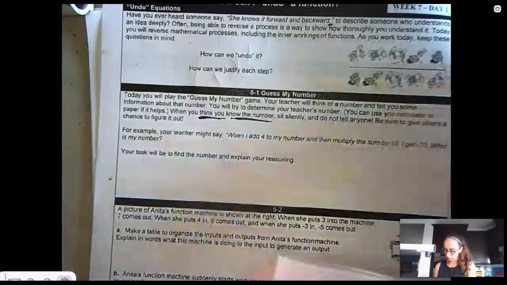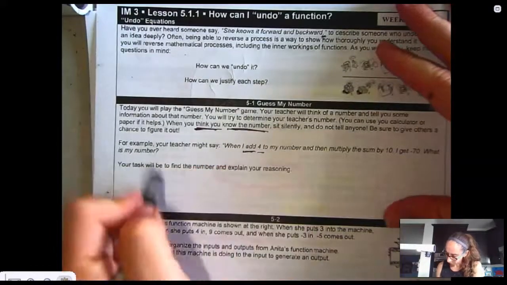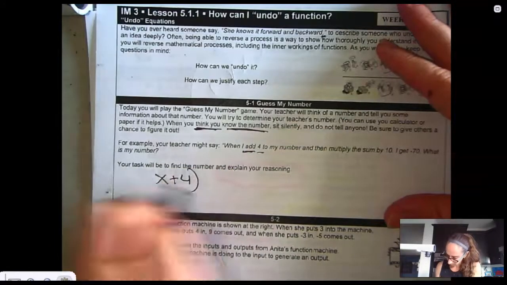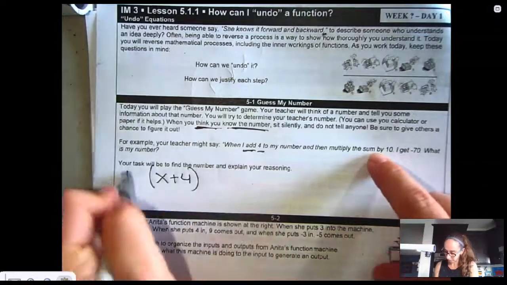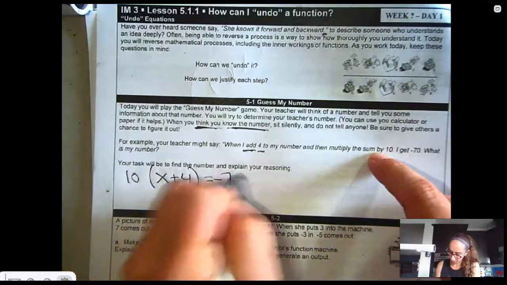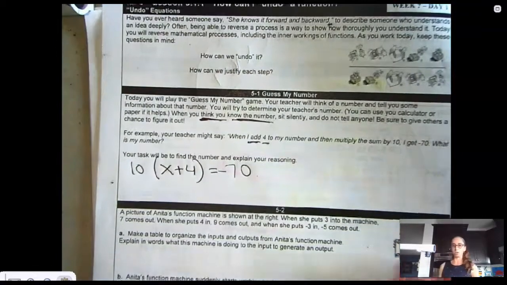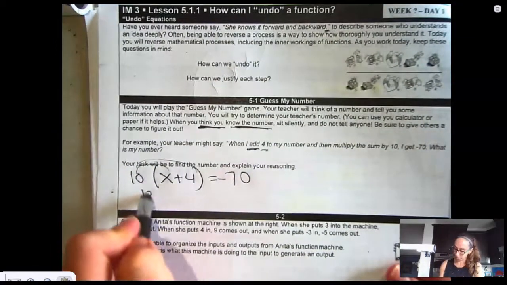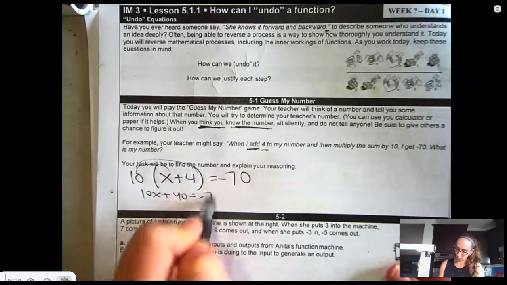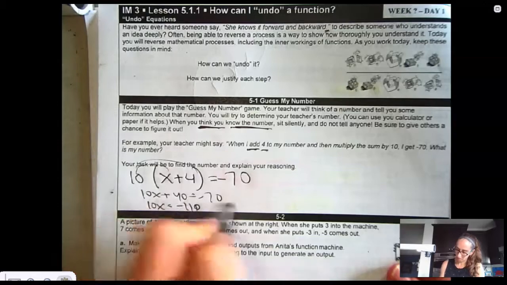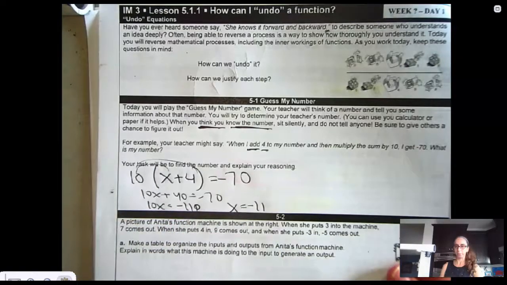So let's see. When I add 4 to my number, so I don't know what my number is, so I call it x. I add 4 to it. And then multiply that sum by 10, I get negative 70. So what is the number? Well, you guys know what to do. You would multiply. 10x plus 40 equals negative 70. 10x equals negative 110, x equals negative 11.